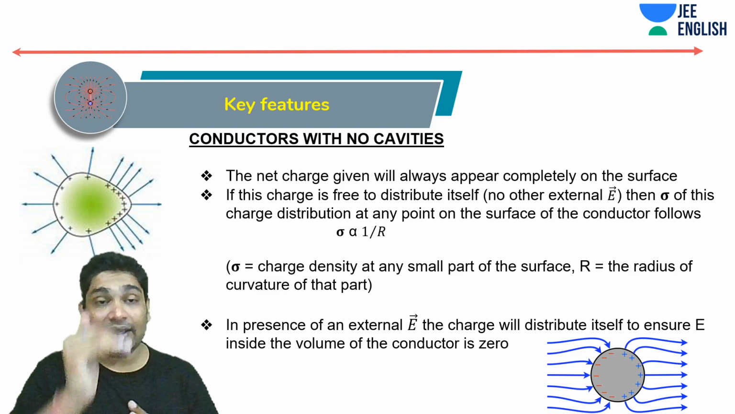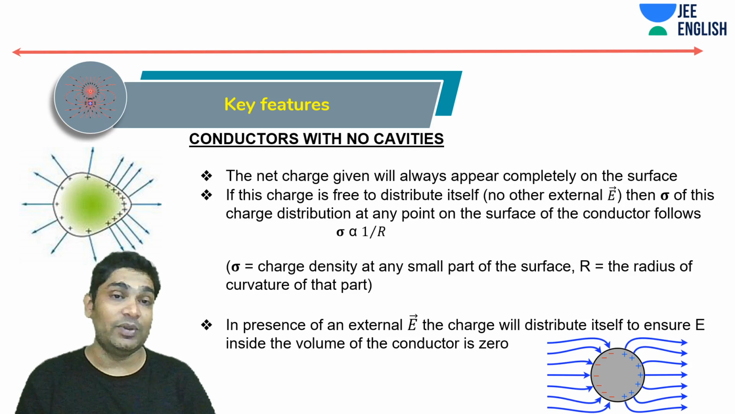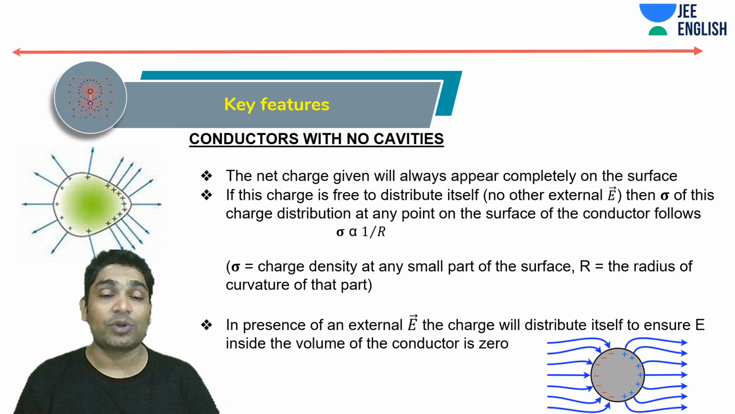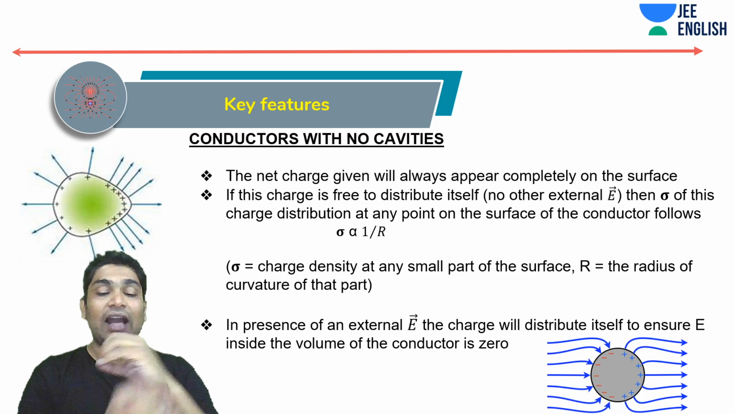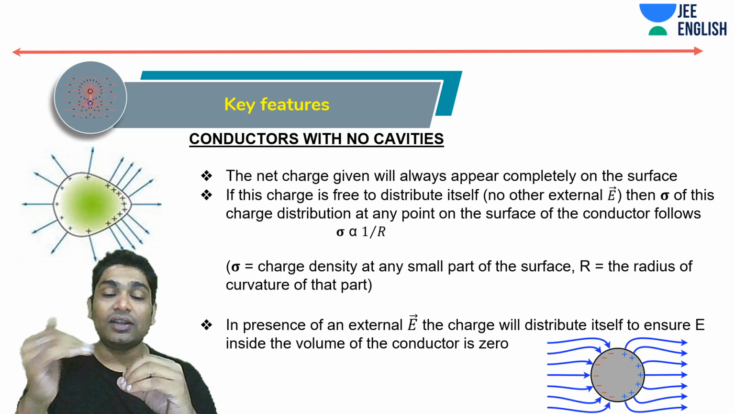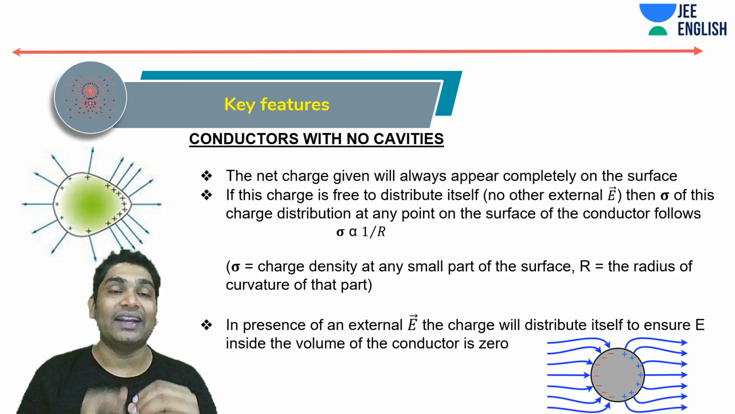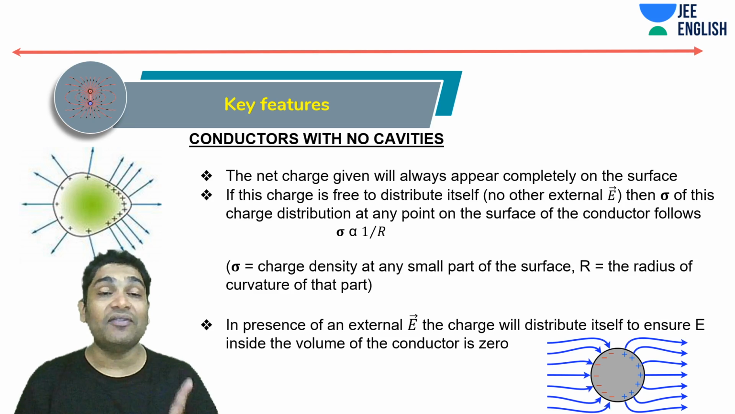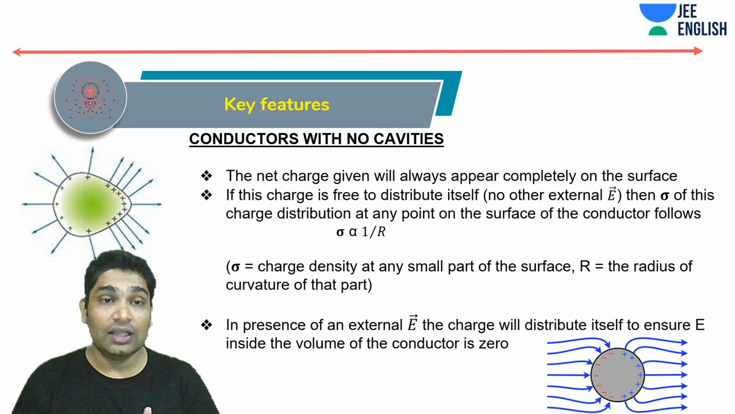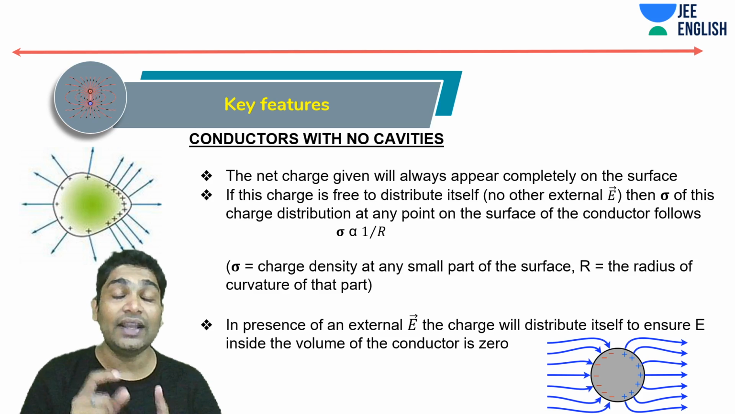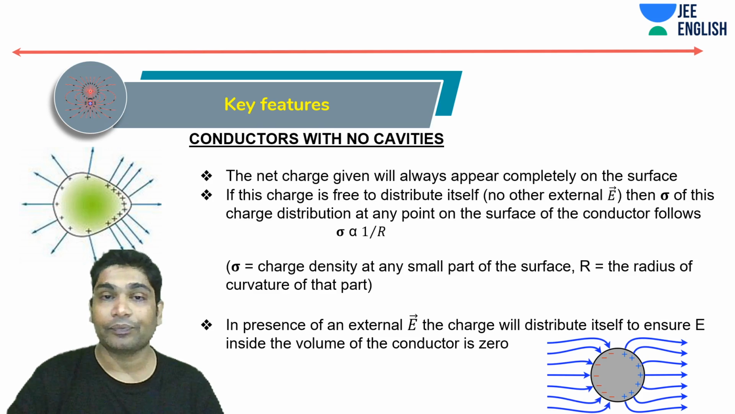Though the E in both the cases inside the conductor will be zero, earlier it was choosing the law sigma inversely proportional to R. Now it will have to adjust its distribution so that it can cancel out the external field at every point inside the conductor. So please remember the difference. Do not apply sigma inversely proportional to R for any case. That is only when there is no external influence, when the conductor is isolated.